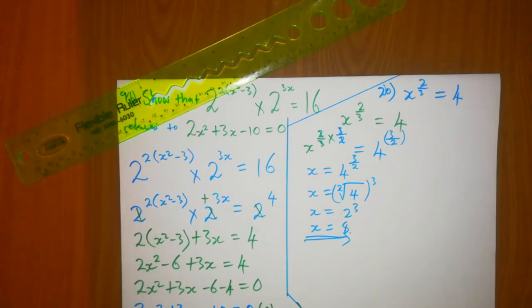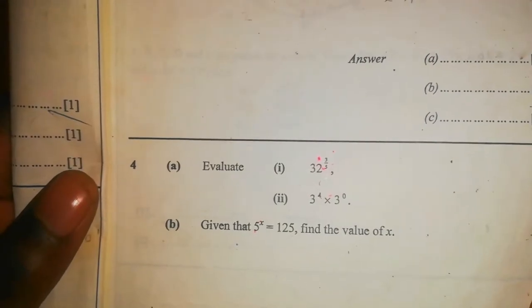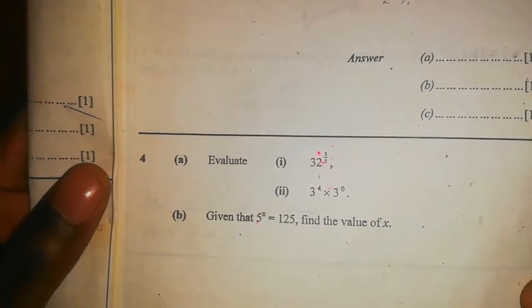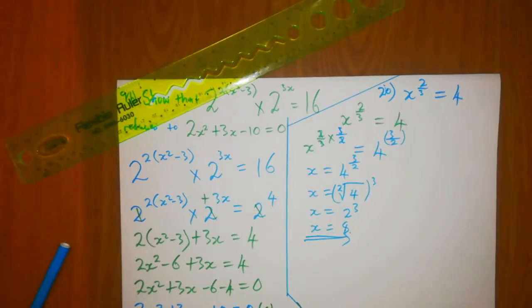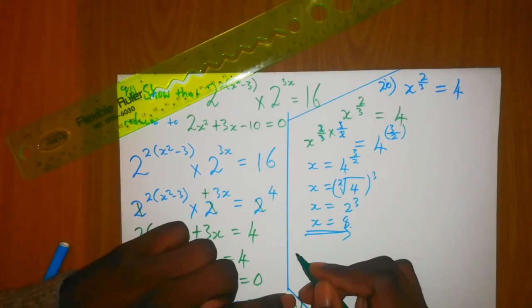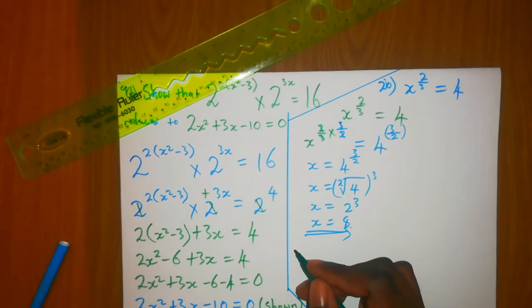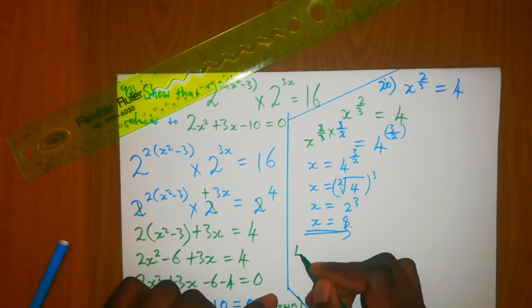This was the cheapest question. November 2001. There is the question. Given that 5 to the power x equals 125, find the value of x. That is the cheapest question. It's November 2001, number 4b.